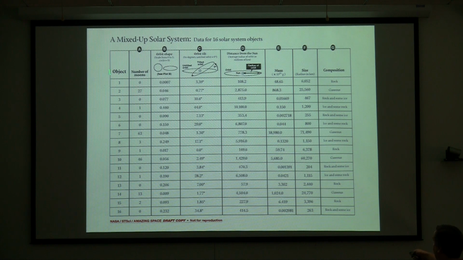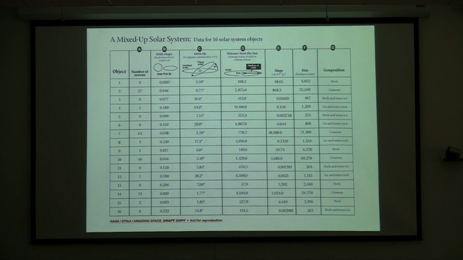Okay, so the first column is object number. These are randomized. We're not telling you what they are, so there's no particular order to them. Column A is number of moons. You can see there are a variety of numbers of moons around these objects. Column B is orbit shape, where 0 is a circle, and 1 would be a straight line, but none of them go up as high as 1. I think the highest one is around 0.44 or something like that. So it's basically from circular to more elliptical.